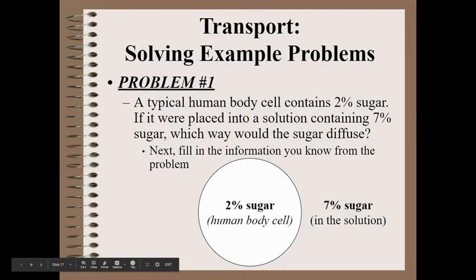Next, you want to fill in the information you know from the problem. So the problem told us that there was 2% sugar in the human body cell, and there was 7% sugar in the solution.